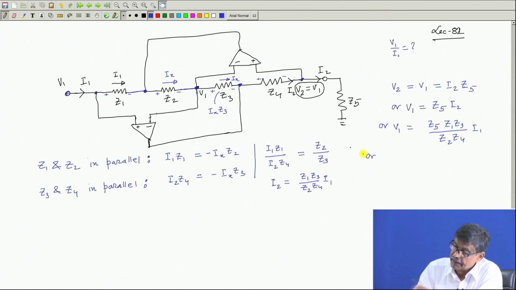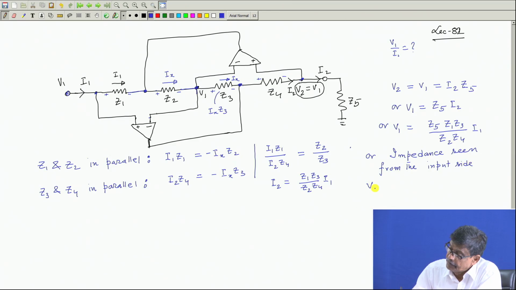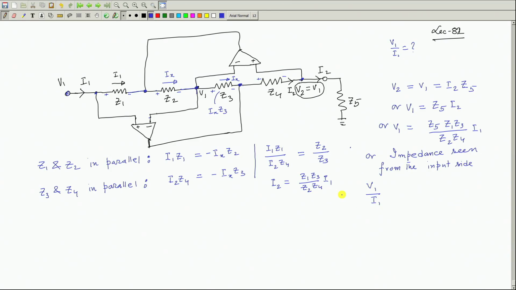Or, the impedance seen from the input side is V1 by I1, Z in, let me call it, and that value is equal to Z1 Z3 Z5 divided by Z2 into Z4, that is all. This is the thing.